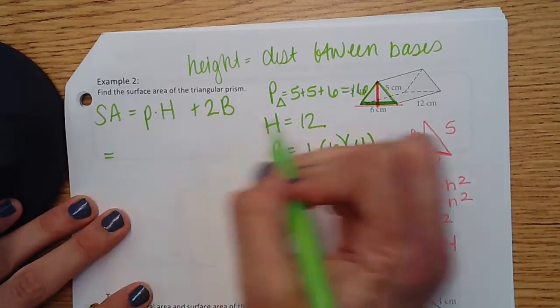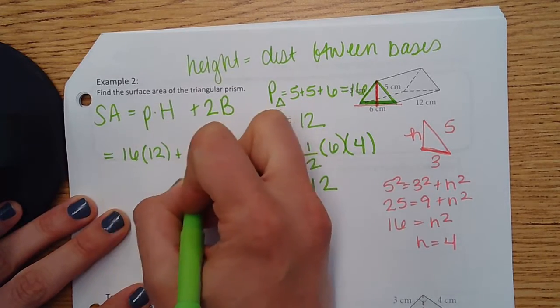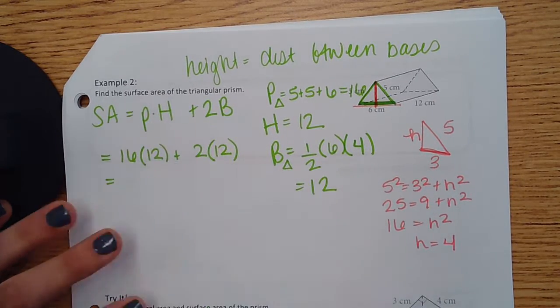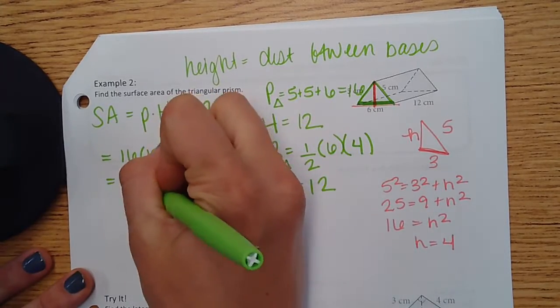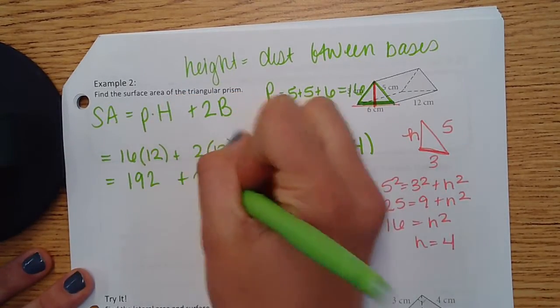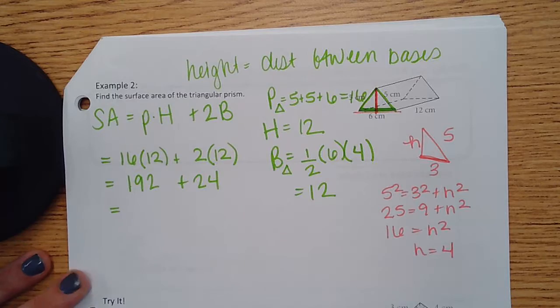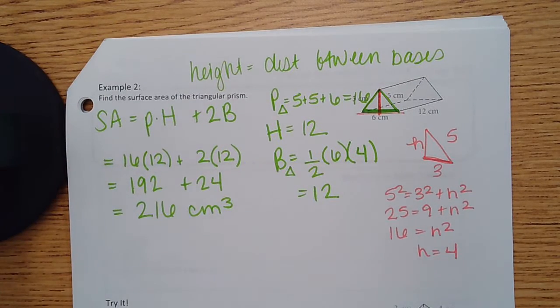Plug all of these pieces in here. My perimeter is 16 times a height of 12, plus 2 times the area of the base, 12. 16 times 12, sorry, my calculator's plugged in, so I have to get to it. 192 plus 24 plus 24, 216 centimeters cubed. Excuse me, squared.